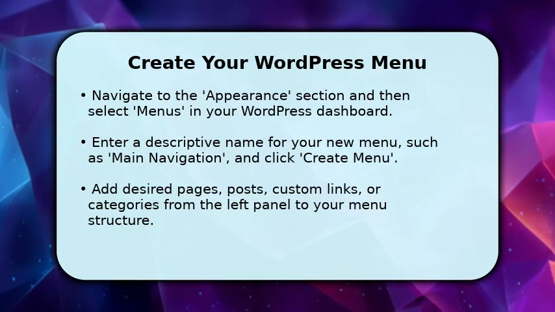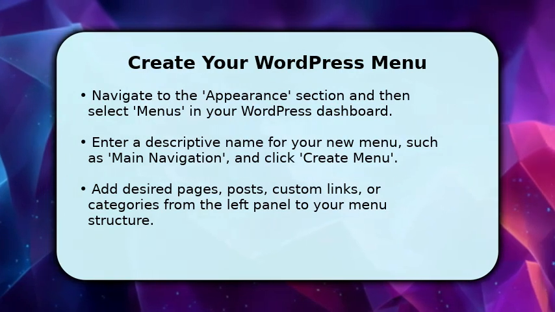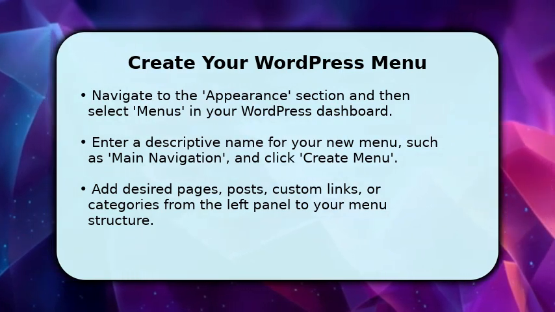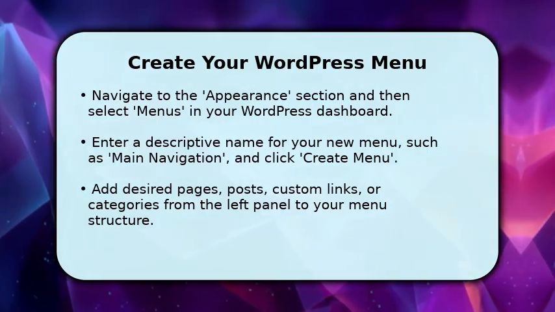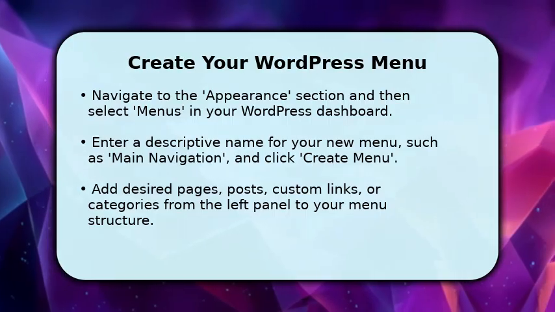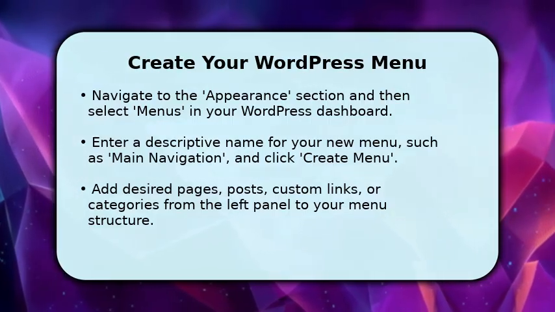The first step is to create your menu directly within WordPress. Head over to your WordPress dashboard, find Appearance, and then click on Menus. Here, you'll give your new menu a clear name, like Primary Menu, and then click Create Menu.